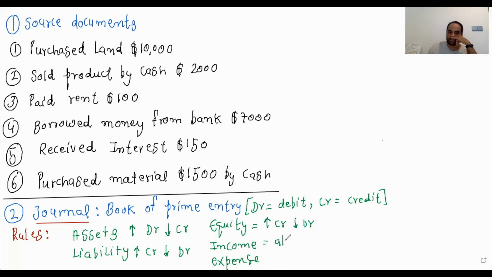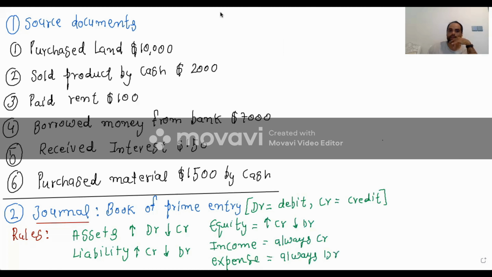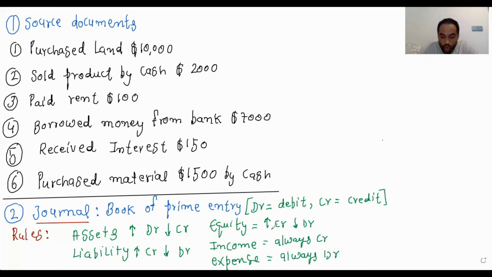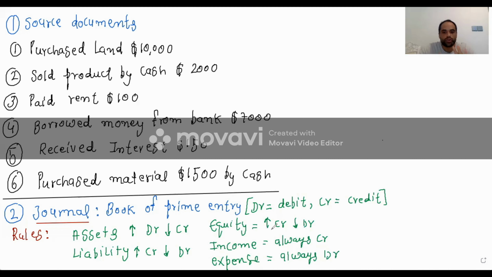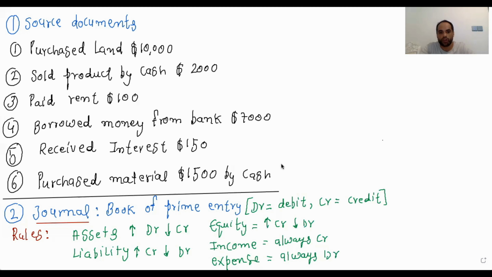Income always credit. Expense always debit. Remember, I said income: income, gain, profit. That's called income. Expense, loss, cost, always debit. I'm writing only expense. So these are the basic rules you need to know before we start entering information in our journals, using these source documents.